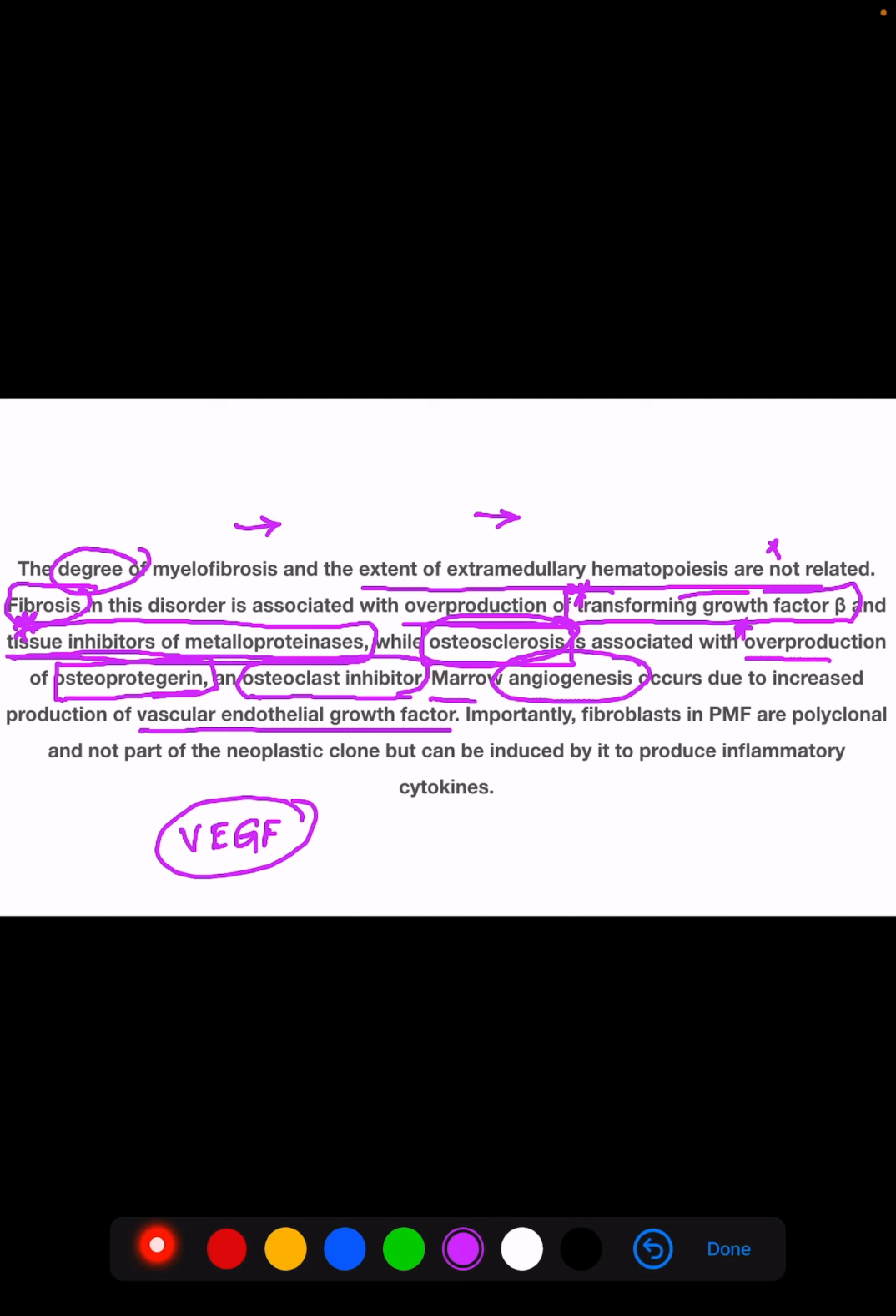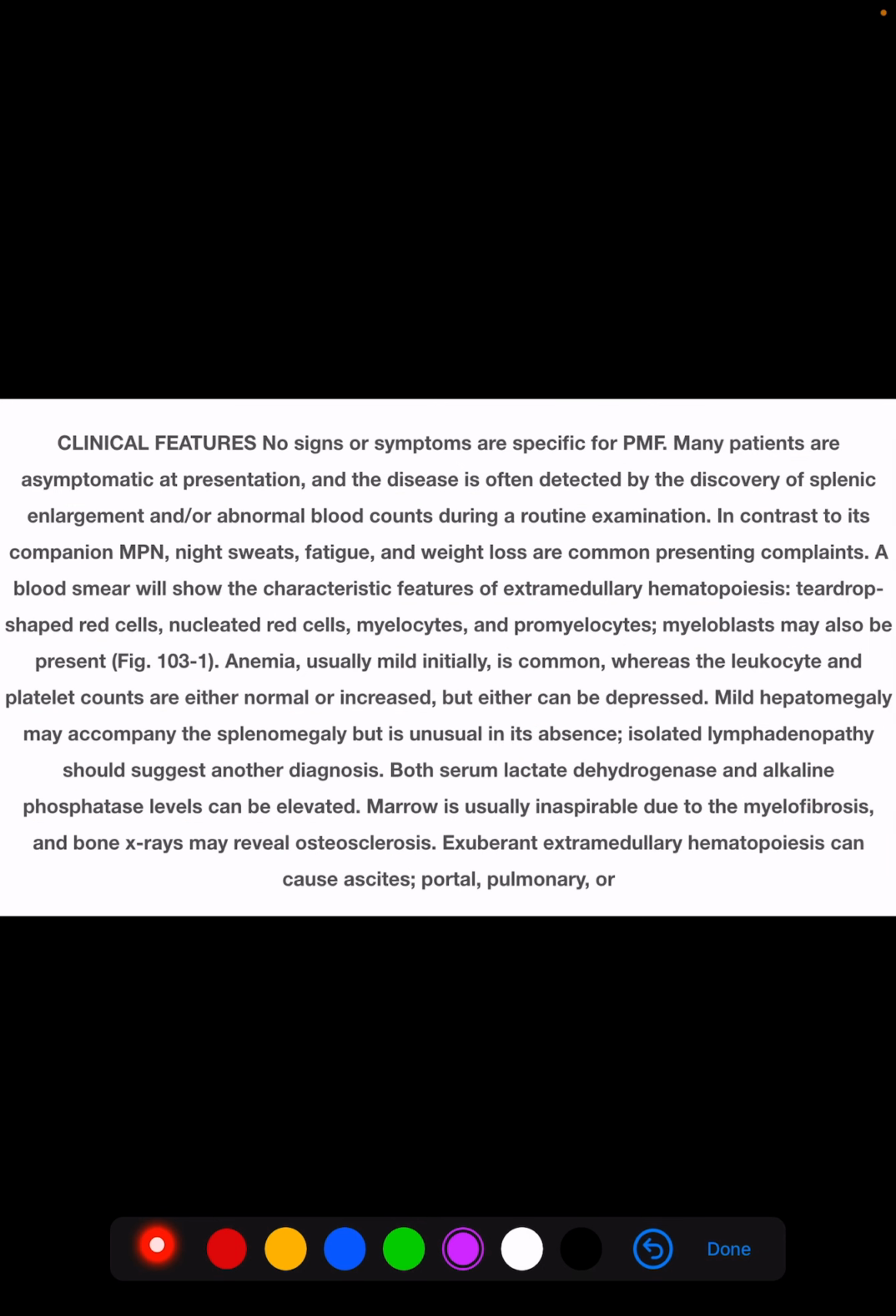Importantly, fibroblasts in primary myelofibrosis are polyclonal and not part of the neoplastic clone, but can be induced by it to produce inflammatory cytokines. So the fibroblasts in primary myelofibrosis are not monoclonal. They are polyclonal, and they are not part of the neoplastic clone, but can be induced by it to produce inflammatory cytokines.